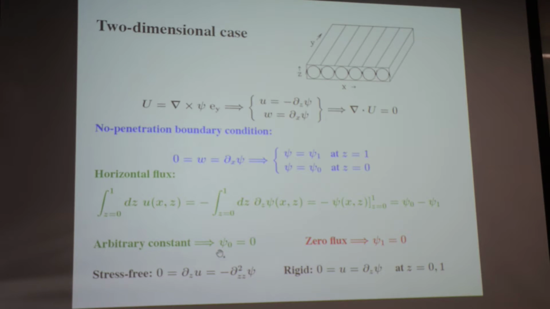Now, in the two cases we discussed, the stress-free and the rigid boundary conditions, we already said this. In one case, you have the second derivative of psi being 0, in the other case you have the first derivative of psi being 0.